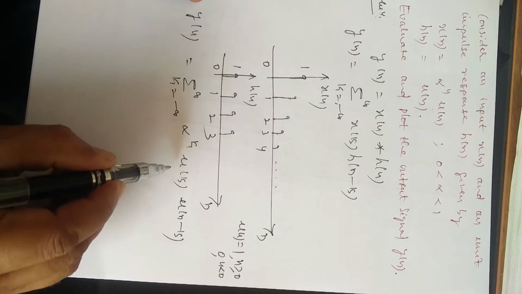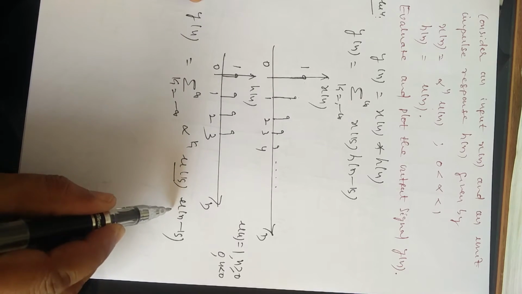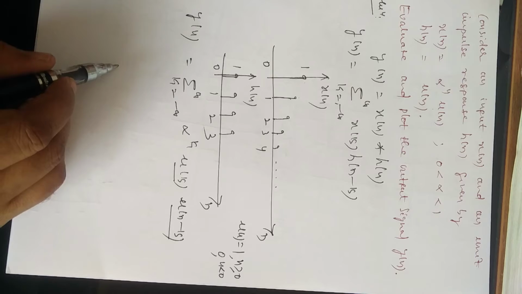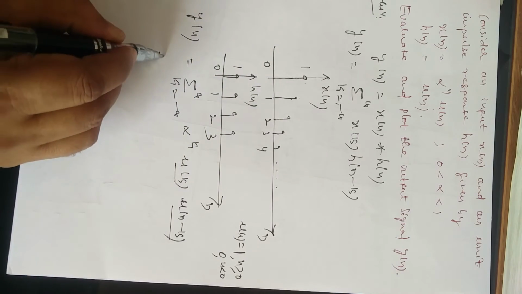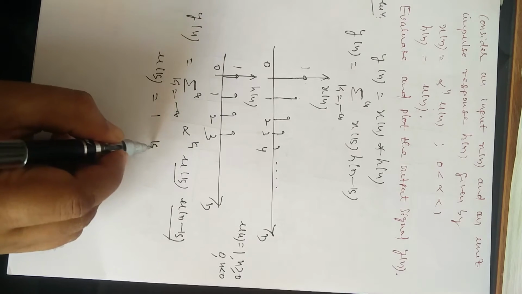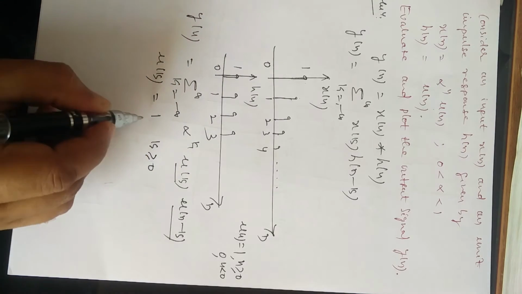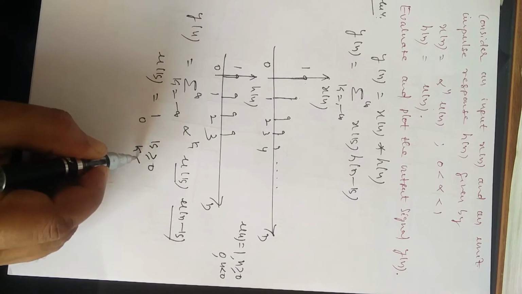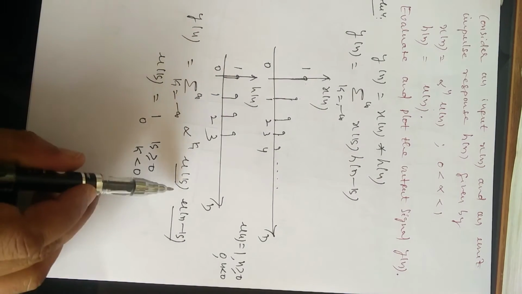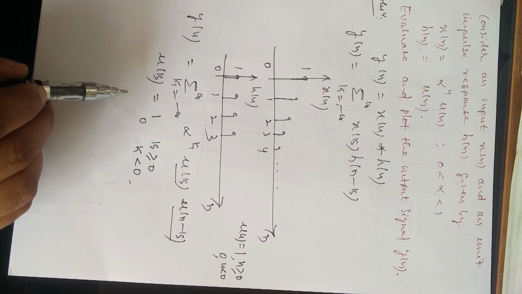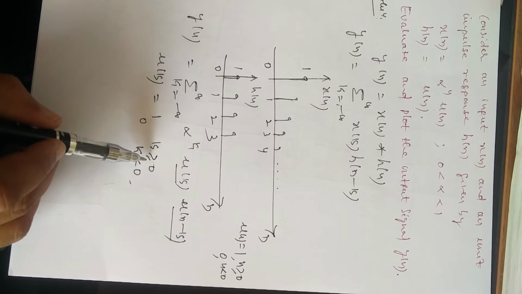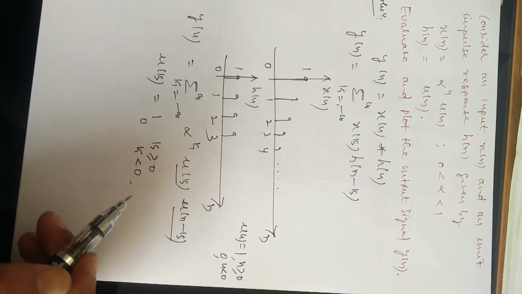Now, based on u of k and u of n minus k, we should fix up the summation range here. What is the definition of u of k? We know that u of k is equal to 1 when k is greater than or equal to 0, and 0 when k is less than 0. That means the product must yield a non-zero value, so k must be greater than or equal to 0. The meaning of this is that k should not be less than 0.